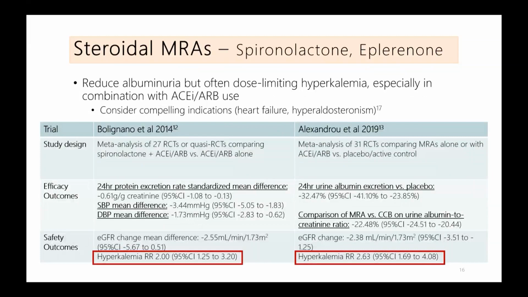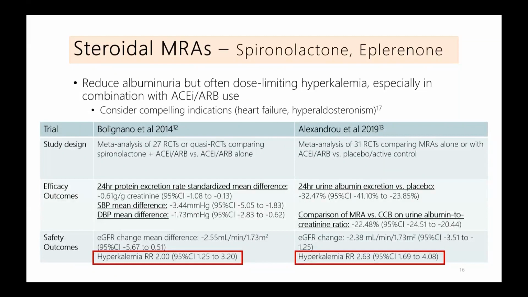Spironolactone and eplerenone have data supporting their ability to reduce albuminuria. So they do lack trials relating to clinical kidney or cardiovascular benefits in CKD, except if somebody has heart failure. Importantly, they also often cause dose-limiting hyperkalemia, especially in CKD patients who are already on an ACE inhibitor or ARB.